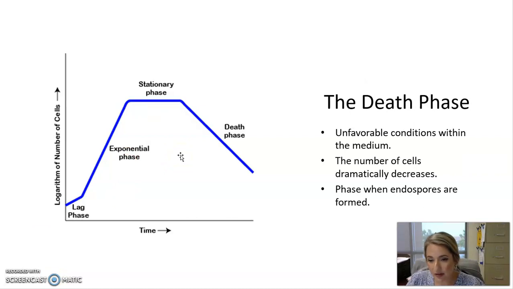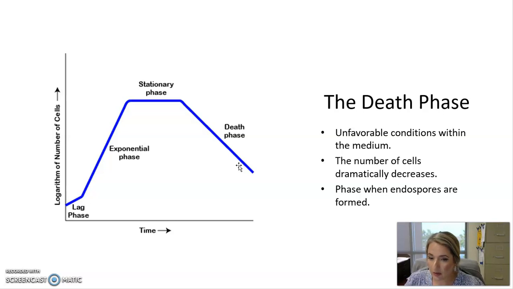Then during the death or decline phase, which is what we see here, during this time, there's no food left. All the nutrients have been depleted. There is toxic waste everywhere. And essentially what happens is all bacterial cells start to die. So we see this rapid decline in the overall number of bacterial cells in the petri dish.